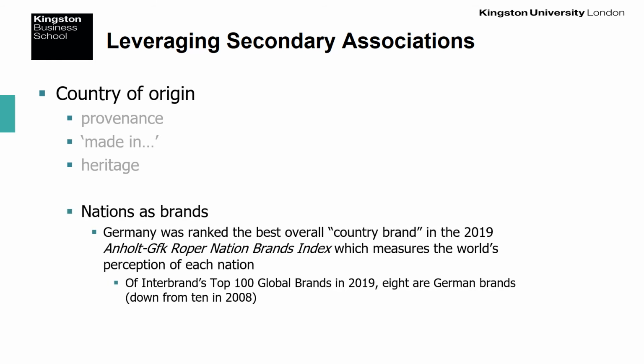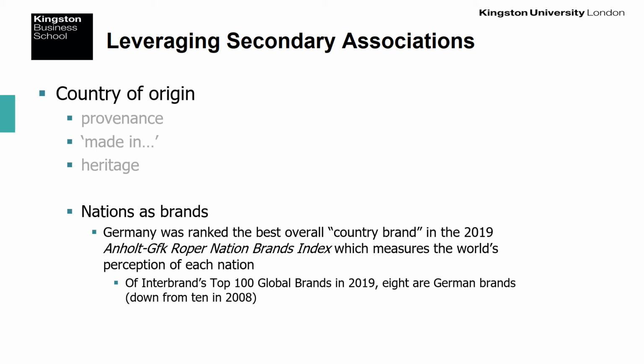So country of origin can be very important because countries have associations themselves. For example, Germany. Germany is strongly associated with engineering excellence. And in fact, there is a nation brand index, the Anholt GfK or Anholt Ipsos Roper Nation Brand Index, which measures the world's perception of each nation. And Germany was ranked the best overall country brand in the most recent Nation Brand Index 2019.